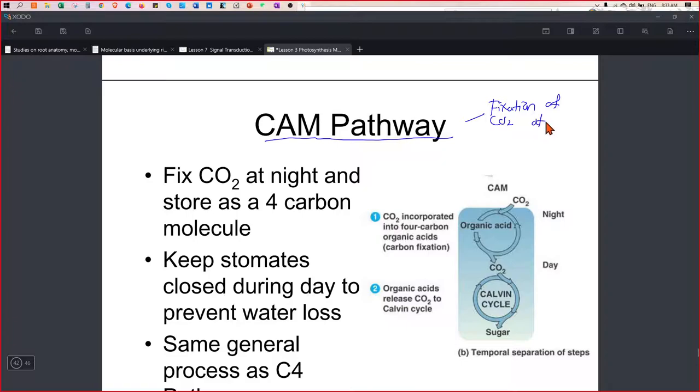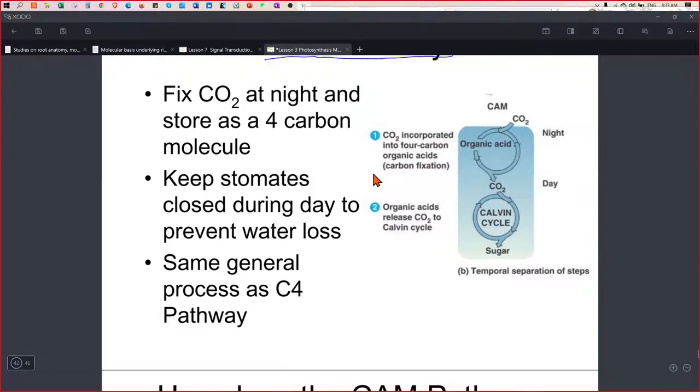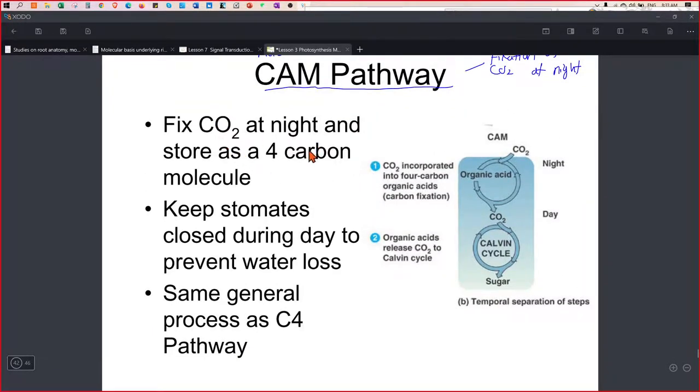CO2 at night time. CAM stands for crassulacean acid metabolism, because this was first found in the plant family Crassulaceae. So what happens is CO2 at night is stored in four-carbon molecules. CO2 is incorporated into four-carbon organic acids at night.